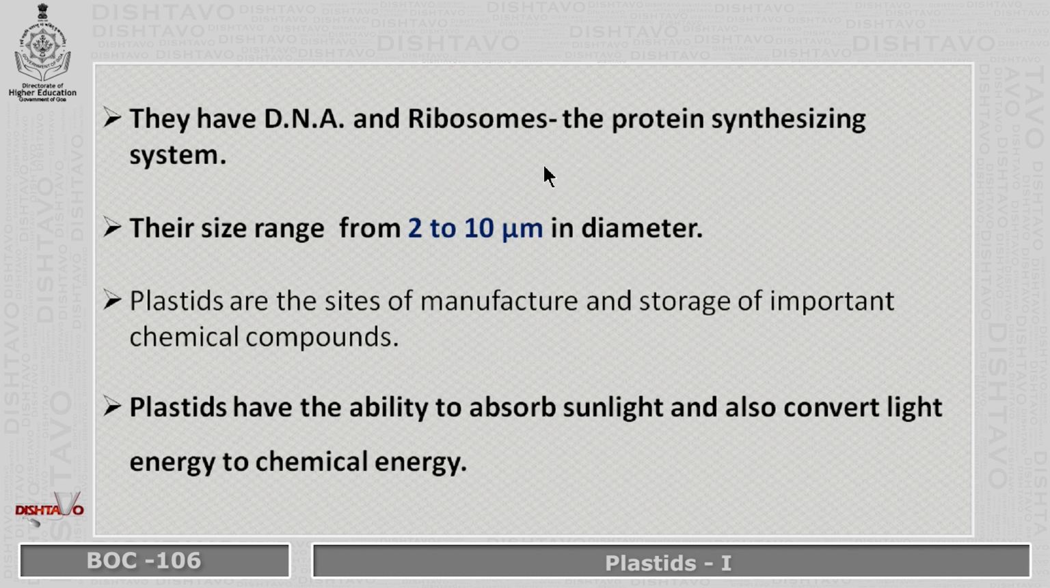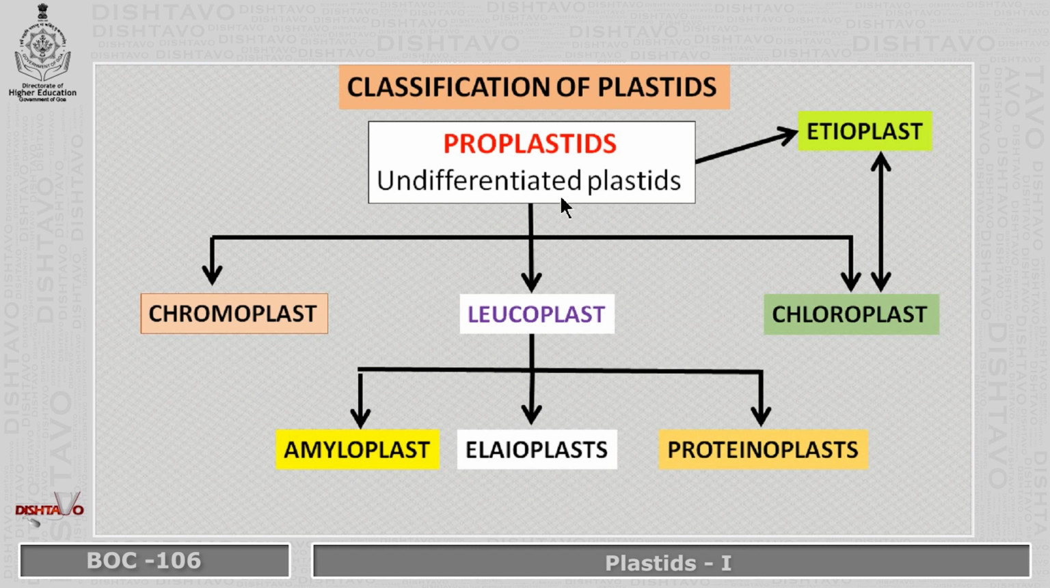Plastids have their own DNA. They have ribosomes which help in protein synthesis. They differ in size, ranging from 2 to 10 microns in diameter. They are sites for the manufacture and storage of important chemical compounds in plants. Plastids can absorb sunlight and convert this light energy into chemical energy.